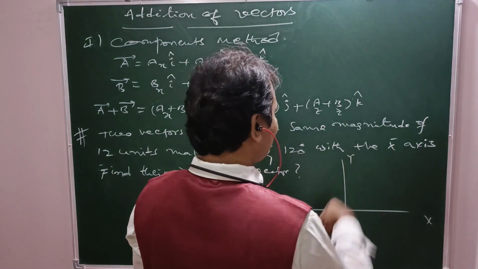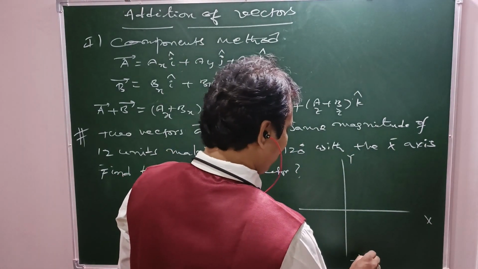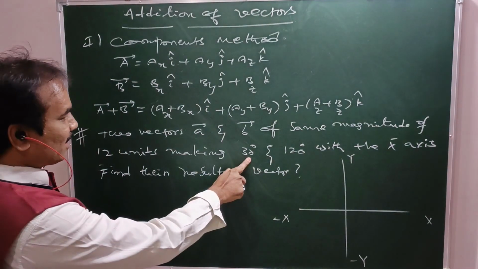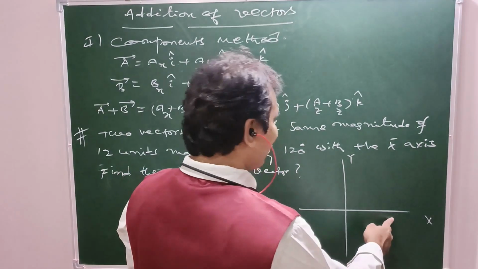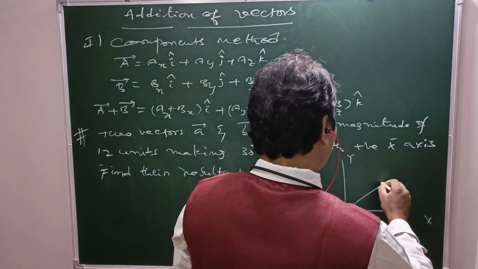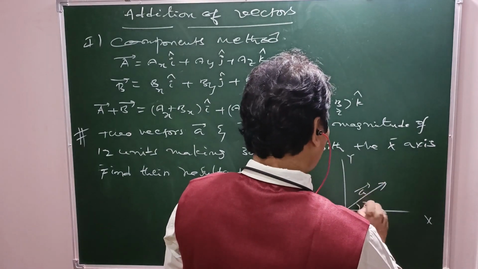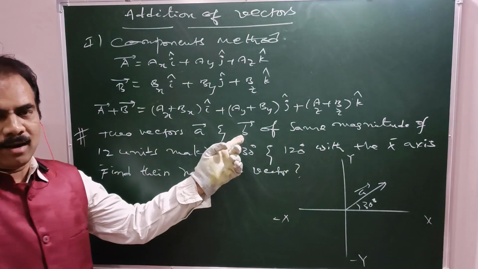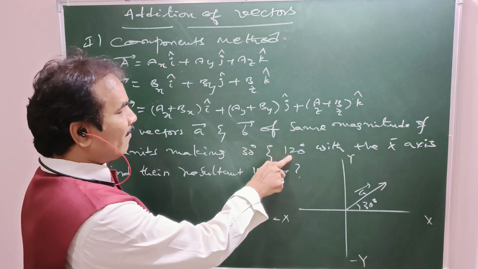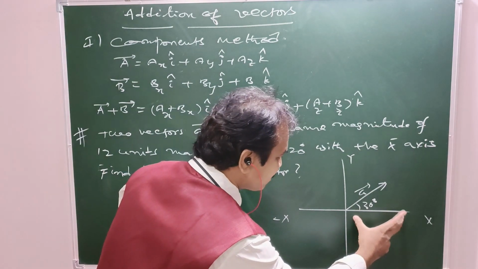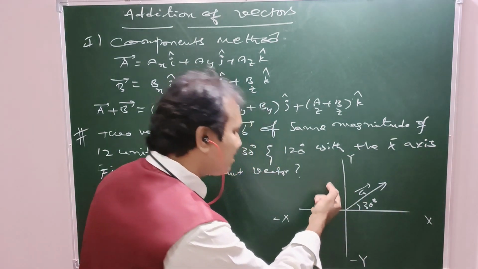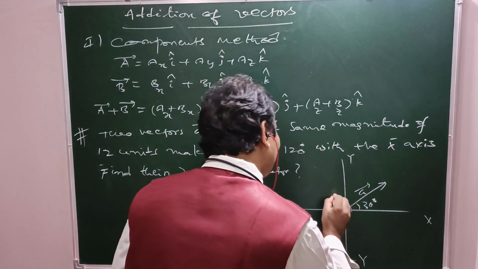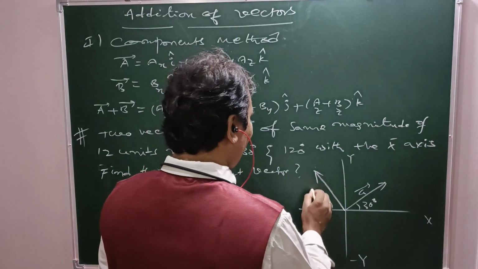See, here two vectors are there. X-axis, y-axis, negative x-axis, negative y-axis. First vector a bar makes an angle 30 with positive x-axis. Now what about b bar? B bar also making an angle 120 with positive x-axis. From here to there 90 plus 30, so definitely b bar lies in second quadrant like that.